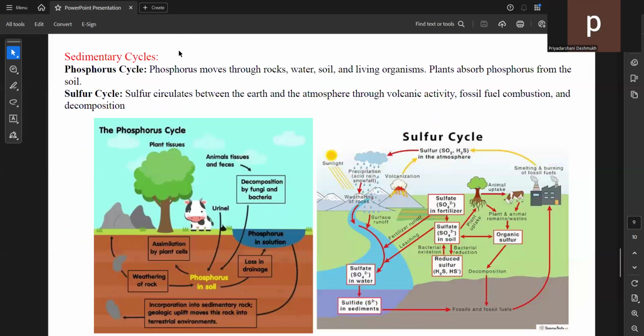Now, in the sedimentary cycles, the phosphorus cycle and the sulfur cycle, these short diagrams are given to you, showing that the phosphorus cycle and the sulfur cycle are part of the lithosphere and the atmosphere. Some of the cycle takes place inside the rocks, inside the earth, and some above the earth's surface. The phosphorus cycle moves through rocks, water, soil, and living organisms. Plants absorb the phosphorus from the soil. Similarly, the sulfur cycle circulates between the earth and the atmosphere through volcanic activities, fossil fuel combustion, and decomposition. Now, this is all well explained in your notes.